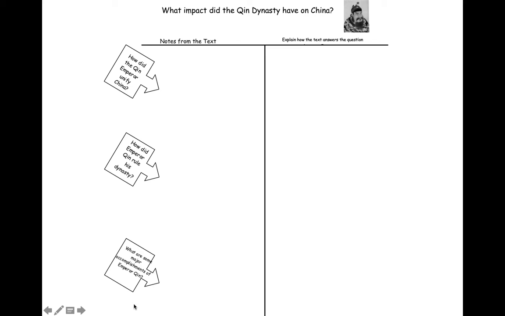And last, what are some major accomplishments of Emperor Qin? So again, you're looking. Now, he wasn't all bad. He did have some accomplishments for his dynasty despite his demeanor. So you're looking directly for quotes from the text, and then you'll explain it.